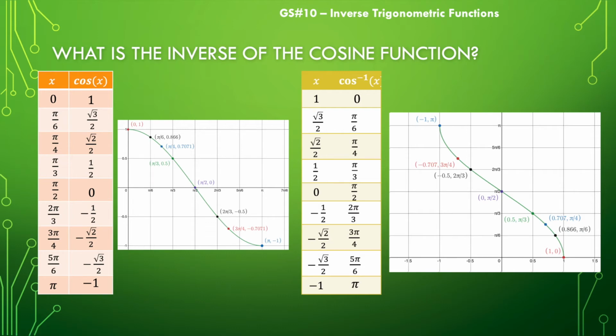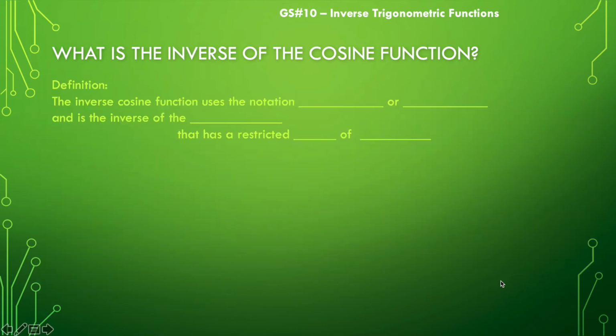Okay, then let's look at how we define the inverse of the cosine function. This is really similar to what we did with the sine function. The inverse cosine function uses the notation of either arc cosine of x or cosine inverse of x.